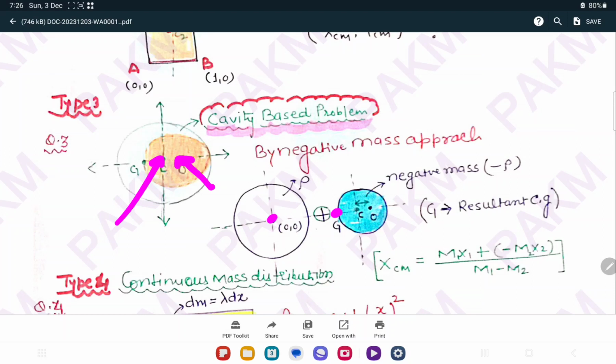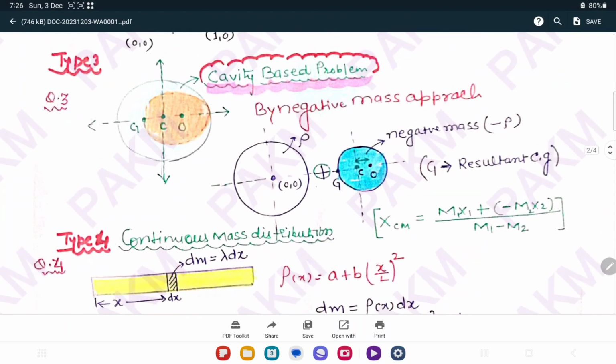Once you put this negative mass, plus and minus will turn to 0, so it will turn into the cavity. So how many bodies do you have? Body number 1 is the whole, body number 2 is the cavity, and the third point is where the resultant center of mass is lying. The resultant center of mass value we already know, and for the whole body this term will be 0. With respect to the origin, this is this much distance apart.